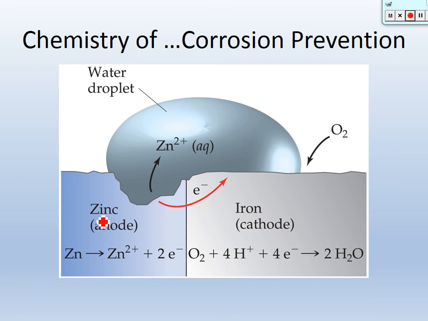Use a sacrificial anode, zinc, since it's lower on the reduction potential table than iron, will be oxidized first. So they'll put some zinc by it. Instead of the iron being oxidized, now the zinc is oxidized. And then you can just replace the zinc. And the iron stays stable.